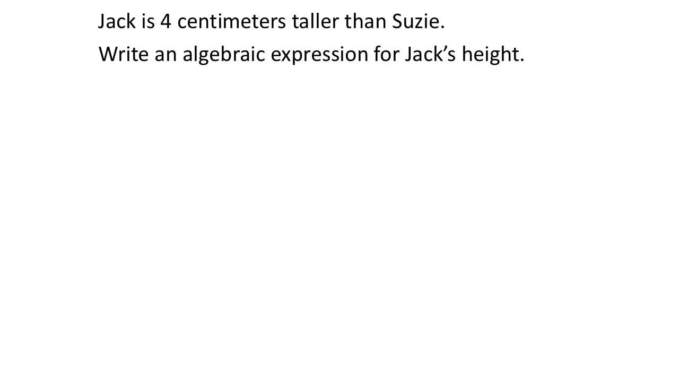All right, Jack is 4 centimeters taller than Susie. Write an algebraic expression for Jack's height. Well, Jack's height is going to be represented in relation to Susie's height, right? So I'm going to define this, not that you'd have to, but it's a good practice to get into. So I got Susie's height. I'm going to say that Susie is going to be represented. You know what? I'm not going to use the letter S because it kind of looked like a 5. I'm going to say it's going to be represented by X. So X represents Susie's height.